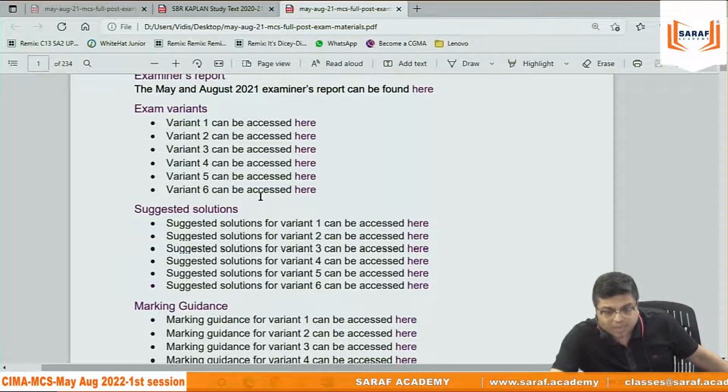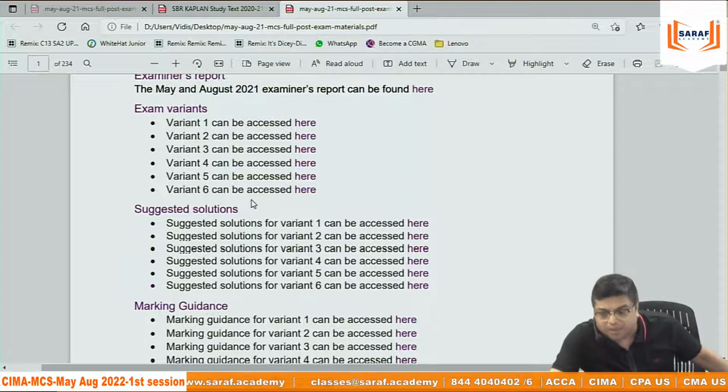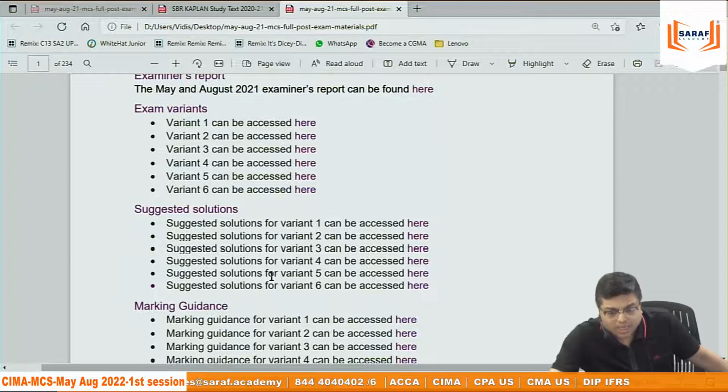The marks which you are getting in the exam are weighted average marks. They are multiplied by the weight. Which variant, what weight, nobody knows. Neither in the past paper, nor in the coming exam, they don't disclose that. That is the institute's insider information. We don't come to know which variant, what weight they have assigned.